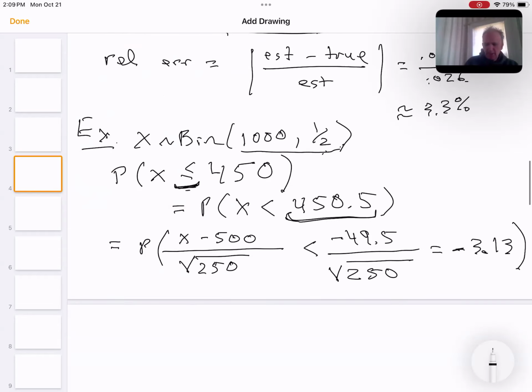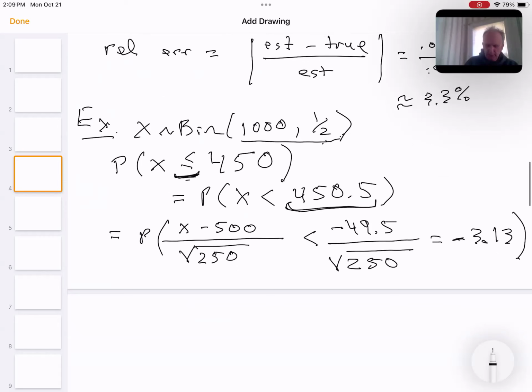And I already know that's 3 standard deviations to the left. So it's going to be pretty small. And if I do this, I get, now I can just use P norm. But now I'm going to the approximation. So P norm of minus 3.13, which is approximately, or you could say equals at this point, 0.000872.